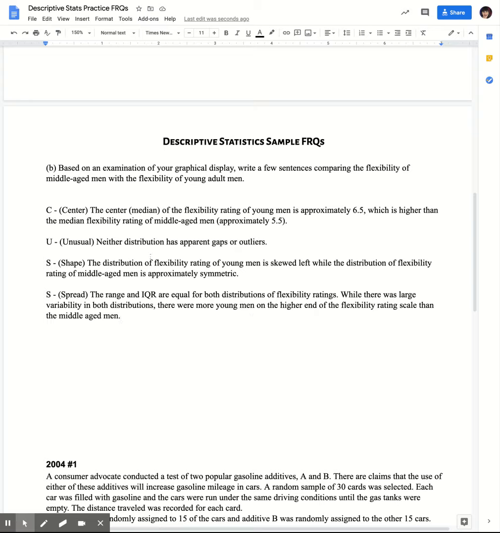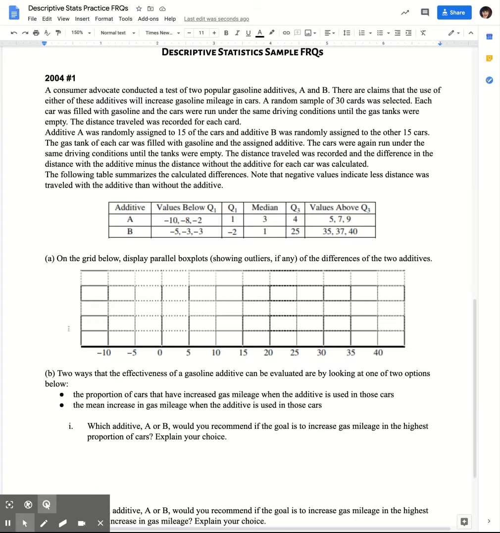So give me a second. I have to clear my screen off and fix some formatting, and then I'll see you back here in just a moment for the second FRQ. All right, folks, welcome back for your second FRQ.